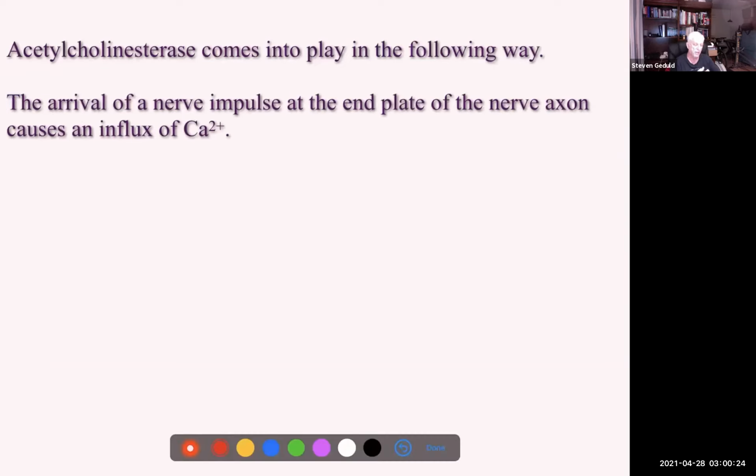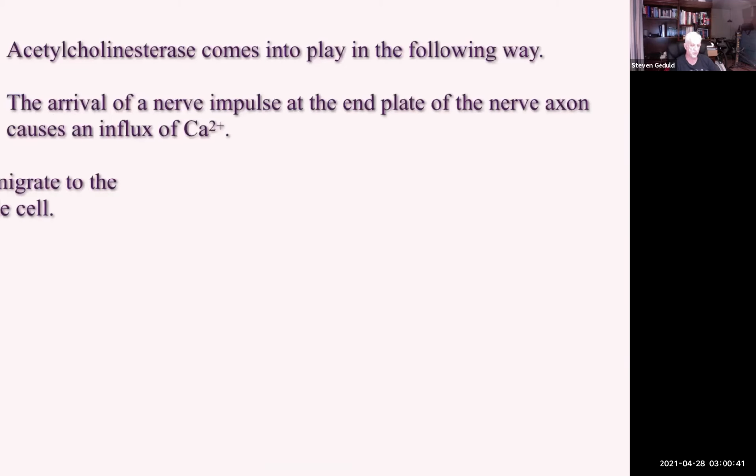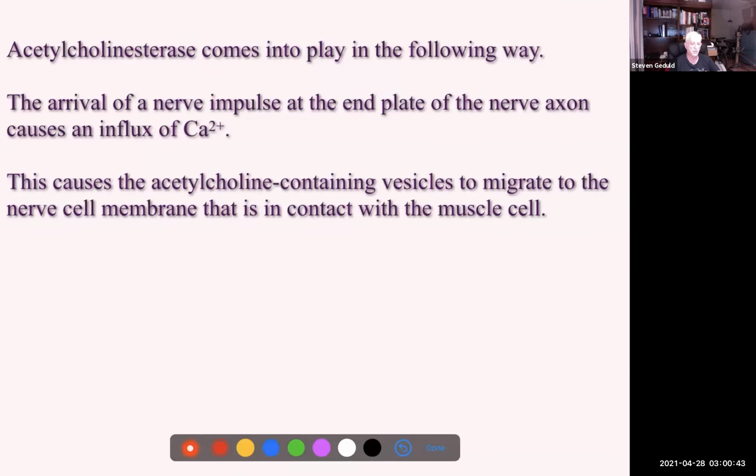The arrival of the nerve impulse at the end plate of the nerve axon causes an influx of calcium. You'll learn in anatomy that there are two things required to contract a muscle: calcium and ATP. Those two things you have to have to contract a muscle. So calcium comes across from the nerve. This causes acetylcholine-containing vesicles to migrate to the nerve cell membrane that is in contact with the muscle cell.